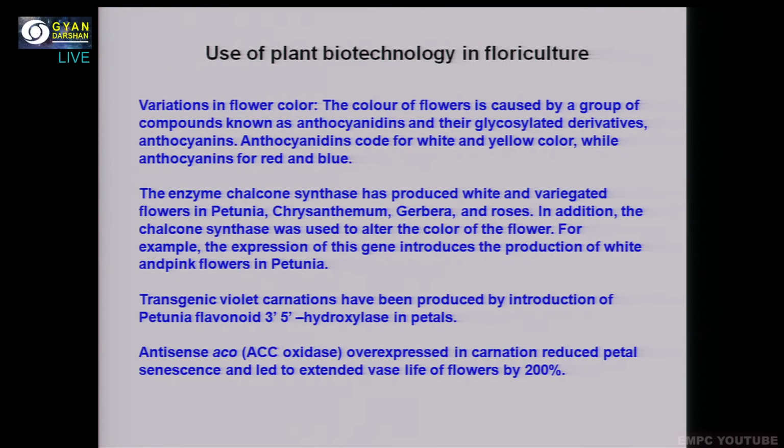Now in floriculture also, if you want to develop new colors of flowers, then you can use plant biotechnology or genetic engineering, like for variegated flowers. The chalcone synthase gene or enzyme has been overproduced if you want to get white and variegated flowers, like in petunia and chrysanthemum. So in floriculture, and in the creation of different ornamental plants, you can use plant biotechnology.